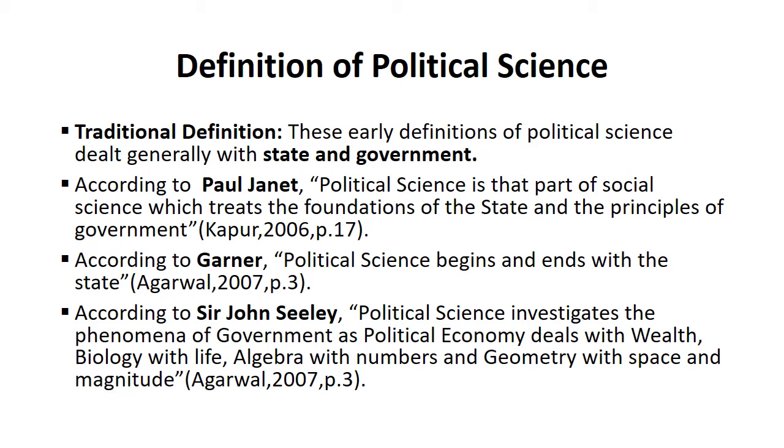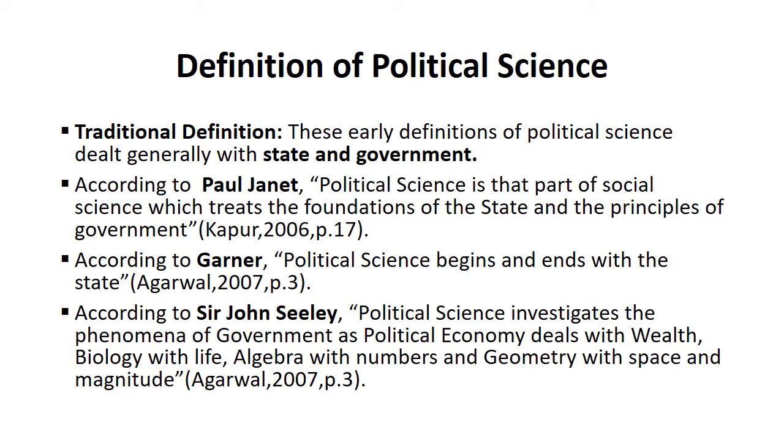Now moving forward, we will look at what Sir John Seeley has to say about political science, how he defines it. According to Sir John Seeley, political science investigates the phenomena of government as political economy deals with wealth, biology with life, algebra with numbers, and geometry with spaces and magnitude. So it's very clear that Sir John Seeley also defines political science in a very traditional way. He says that political science deals with government. Dr. Garner says that political science deals with state. Sir John Seeley says that political science deals with the government or investigates different phenomena that are prevailing in the government. Okay. Now let's move forward.